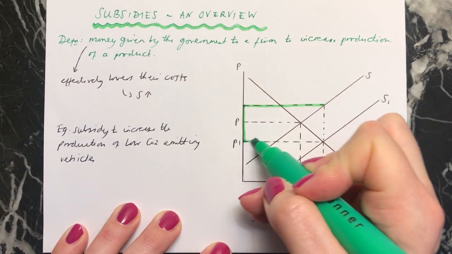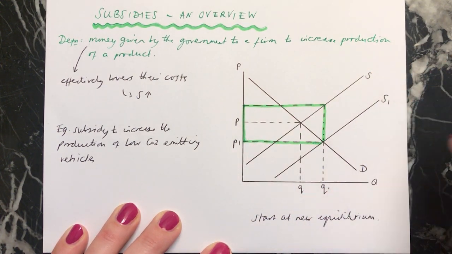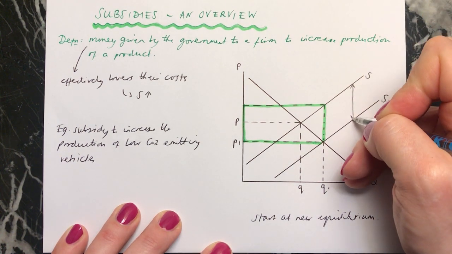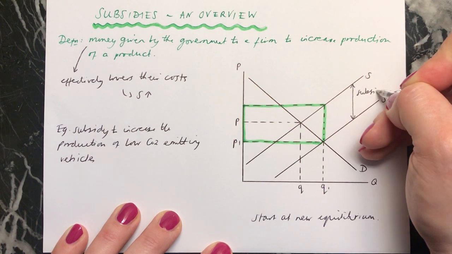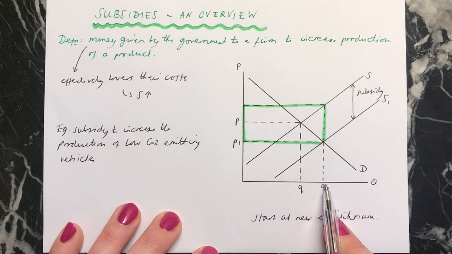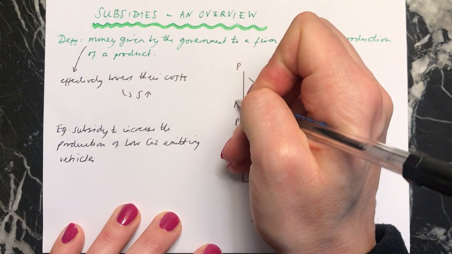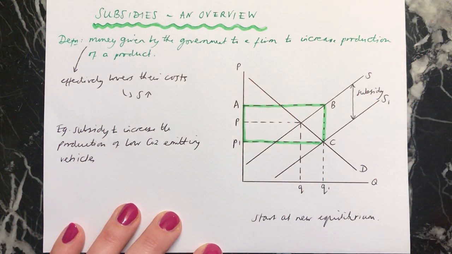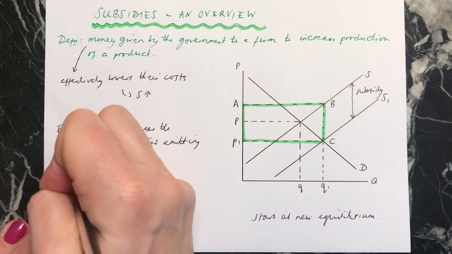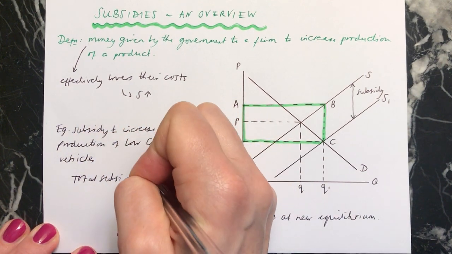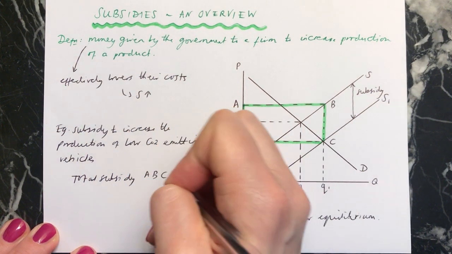When you've made this big rectangle, this large area is the total subsidy that has to be paid by the government to the firm. The distance between these two lines, just like with a tax, is the subsidy. This is the quantity now being outputted, and there's a subsidy on every unit, and therefore the total subsidy is this area. Just like before, we can label the corners like this. So the total subsidy is the area A, B, C, P1.